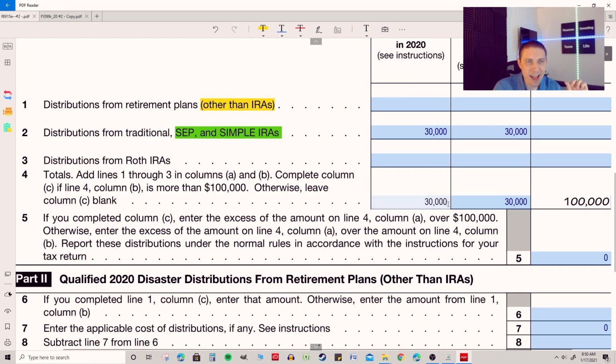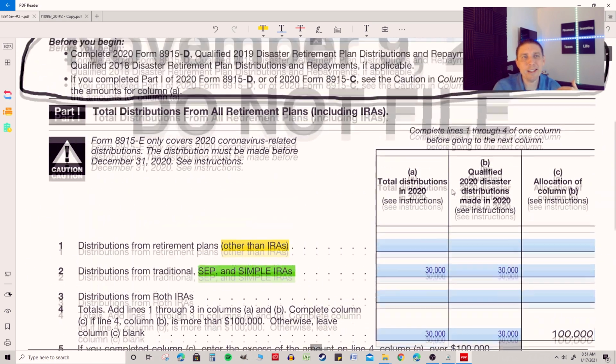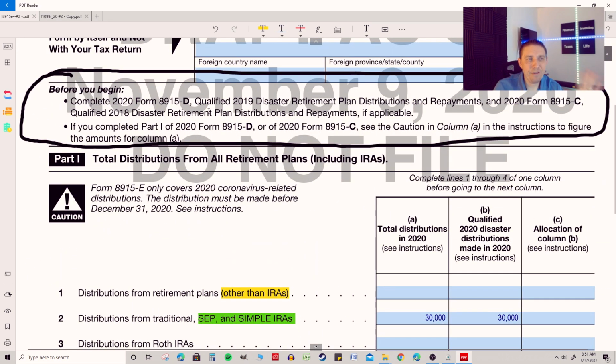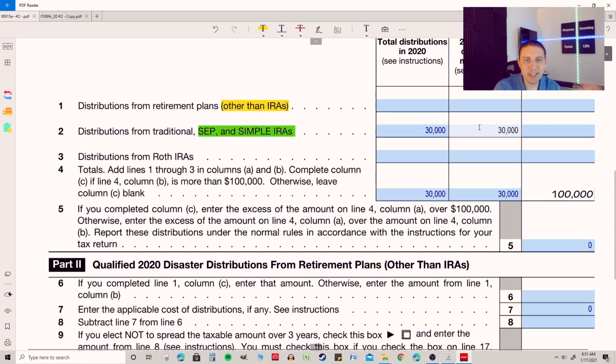Box 4A, we're just going to add up the totals in this column. Box 4B, we're just going to add up the totals in this column. We don't have anything in excess of 100,000 in distributions, and we didn't fill out or file any of these previous other forms like the 8915-D or 8915-C in previous years. We can ignore column C.